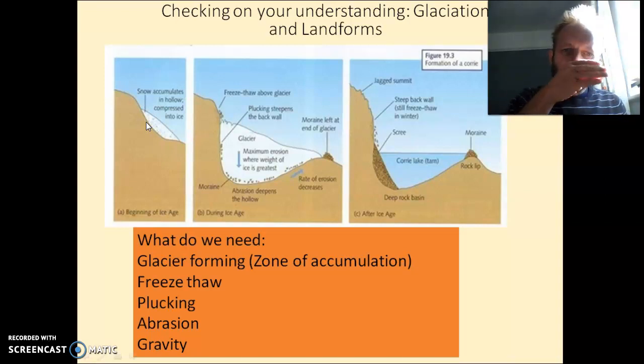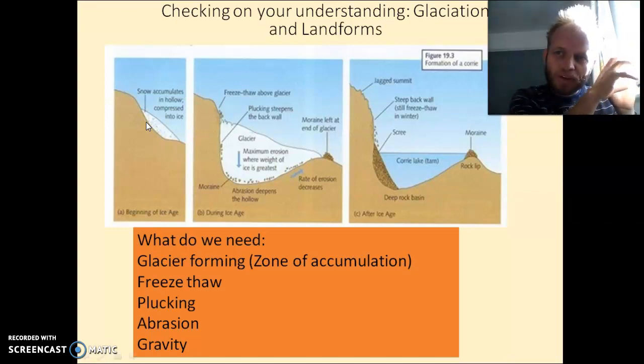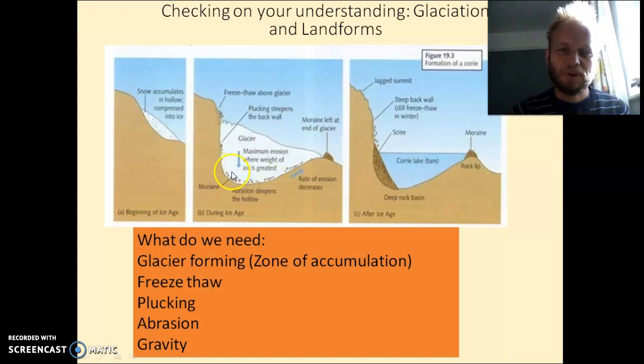Okay, and because it's becoming deeper, we get what's called a rotational slip. We get this rotation of the glacier, which is what makes the bowl shape. Okay, so we've got freeze thaw acting at the top here, which provides us with the material. We've got plucking at the back here, which also adds material to the glacier. We've got abrasion scraping away at the bottom, which makes the corrie much deeper.